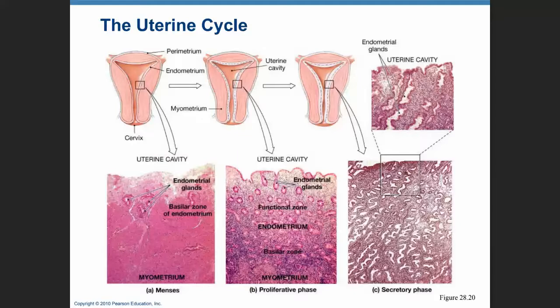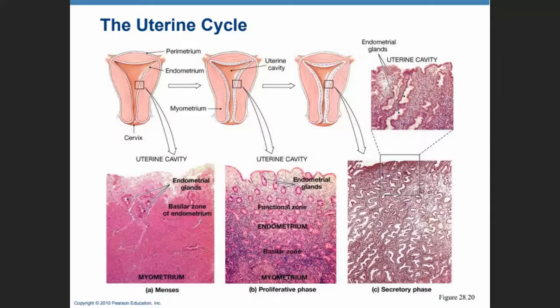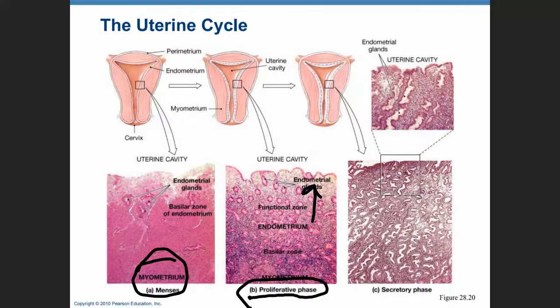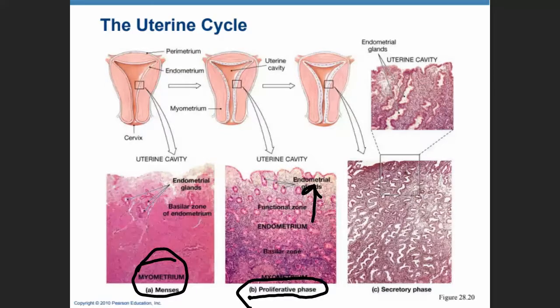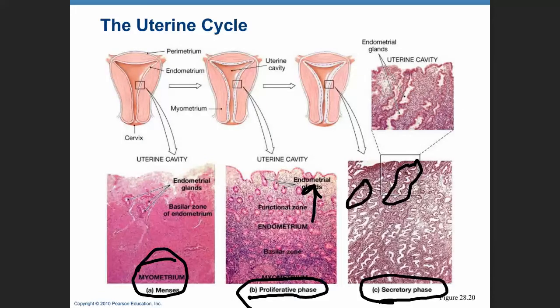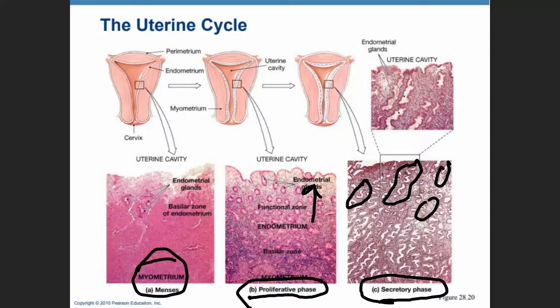So this is a look at the uterine cycle. Again, it starts with menses, continues into the proliferative phase when the functional zone is rebuilt, and goes into the secretory phase when the glands are actually visible and secreting fluids that will feed a potential fertilized egg.